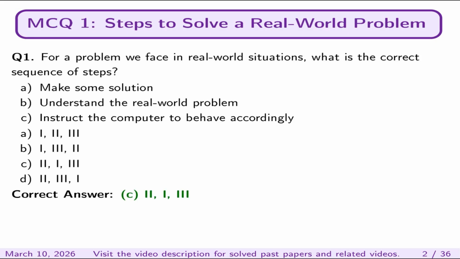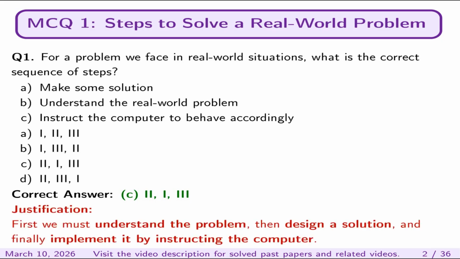The correct option is C because we used to follow the sequence from 2 that is B and then 1 that is A and then 3 that is C. First, we must understand the problem, then design a solution, and finally implement it by instructing the computer.